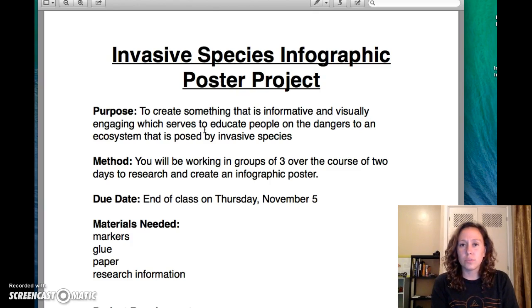Some materials that you will need for this, you will need some research information, which you will be doing today in class. And tomorrow, to create your posters, you'll be given the construction paper for your infographic poster, but you will need to provide your own scissors, glue, paper, markers, things like that, extra materials above and beyond the piece of construction paper that you're going to be given.